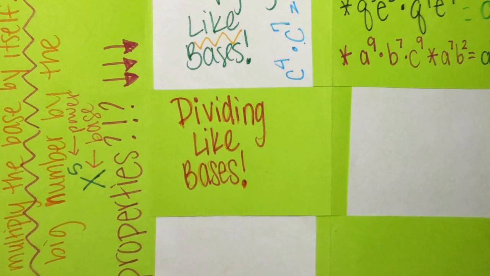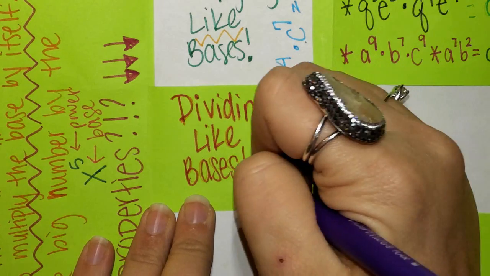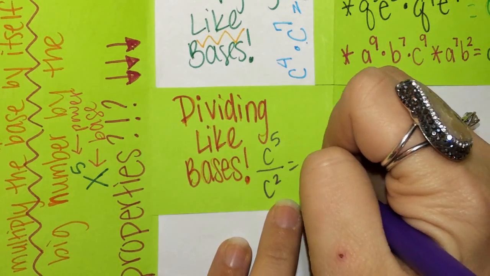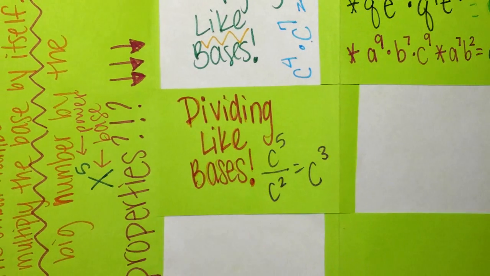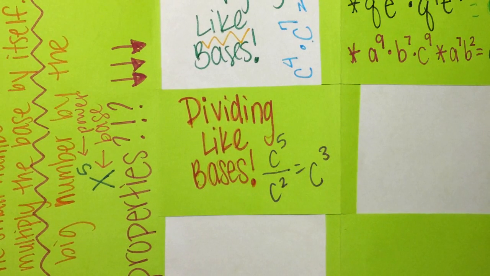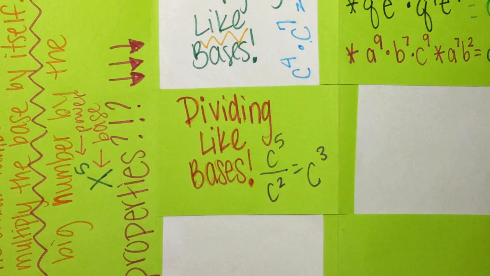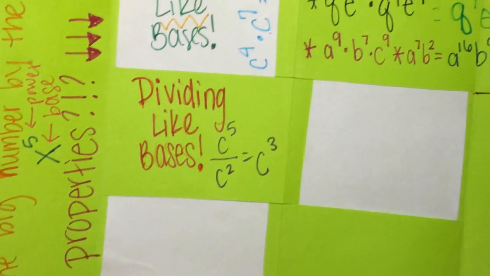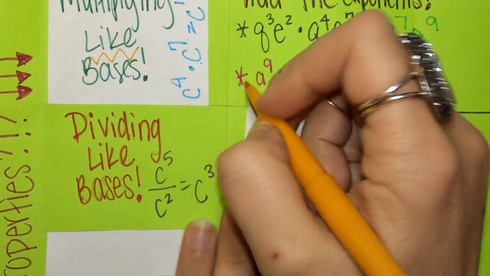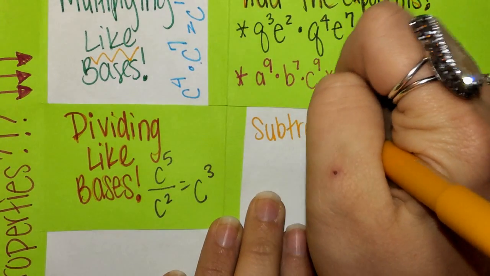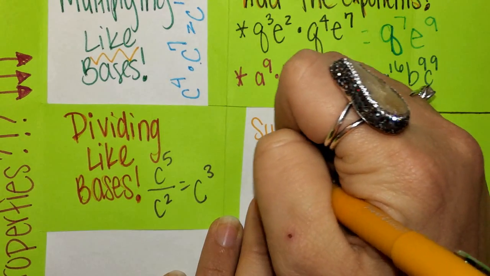So our example is c to the 5th divided by c squared. That's c cubed. Fantastic. That's all you do. You just subtract them. What if it's all negative? We are about to talk about that. All right, so when you divide like bases, subtract the exponents.